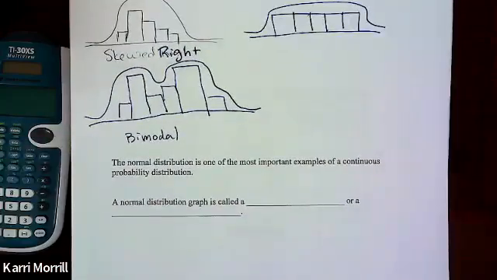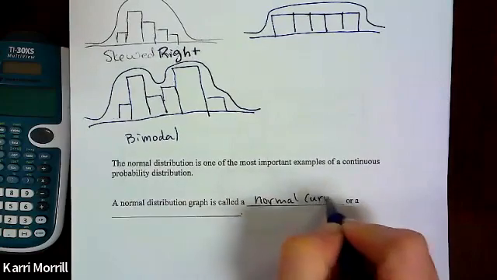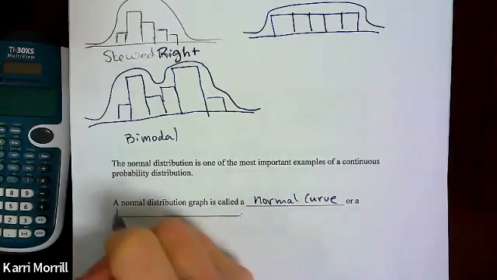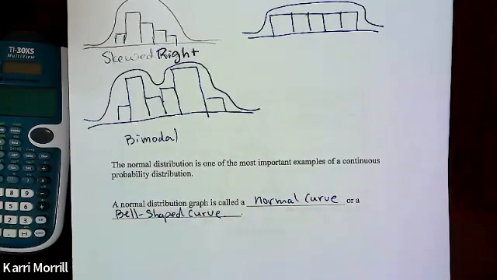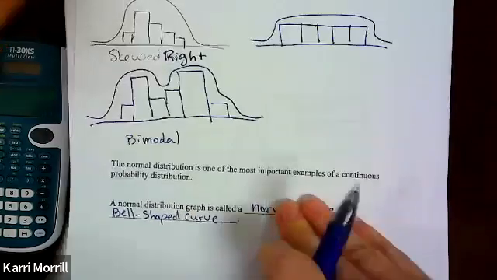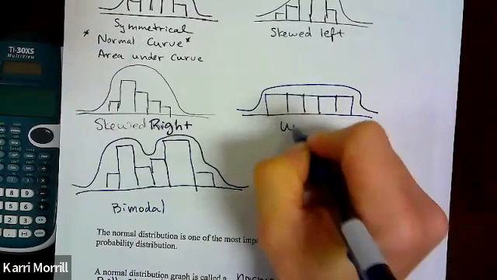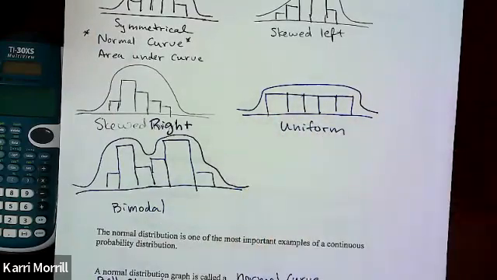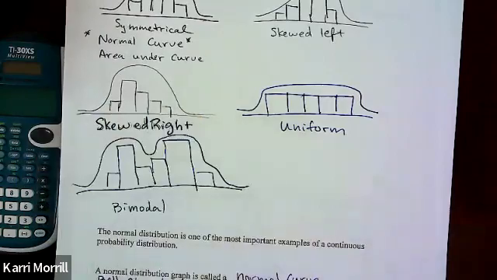So the normal distribution is one of the most important examples of a continuous probability distribution. A normal distribution graph is called a normal curve. Or we also refer to it as a bell-shaped curve. Let's turn the page. Oh, I probably should put uniform underneath this one, right? Didn't label that graph. Hopefully you did as I said it. And I'll darken those up just a little bit.